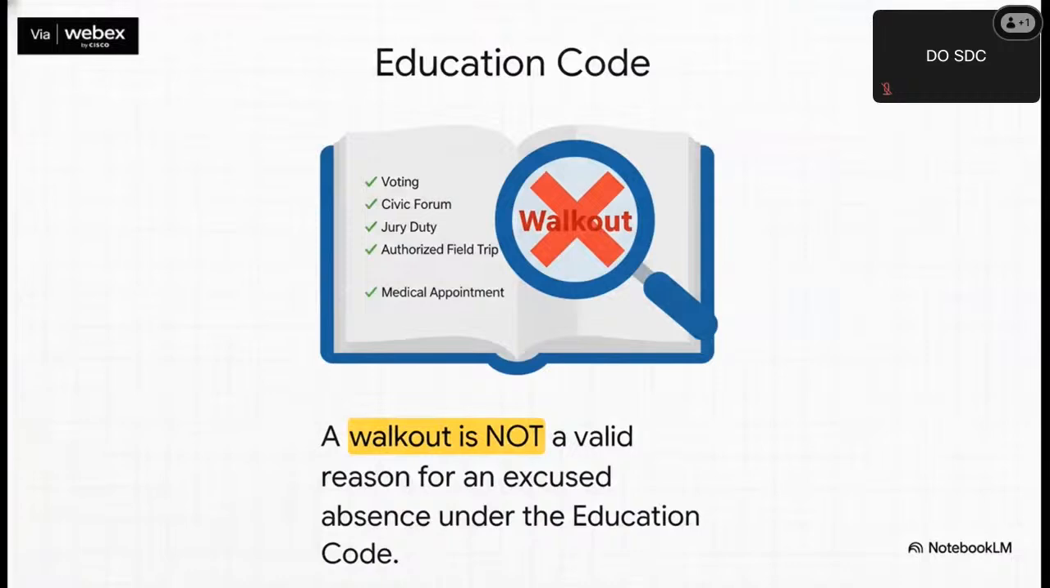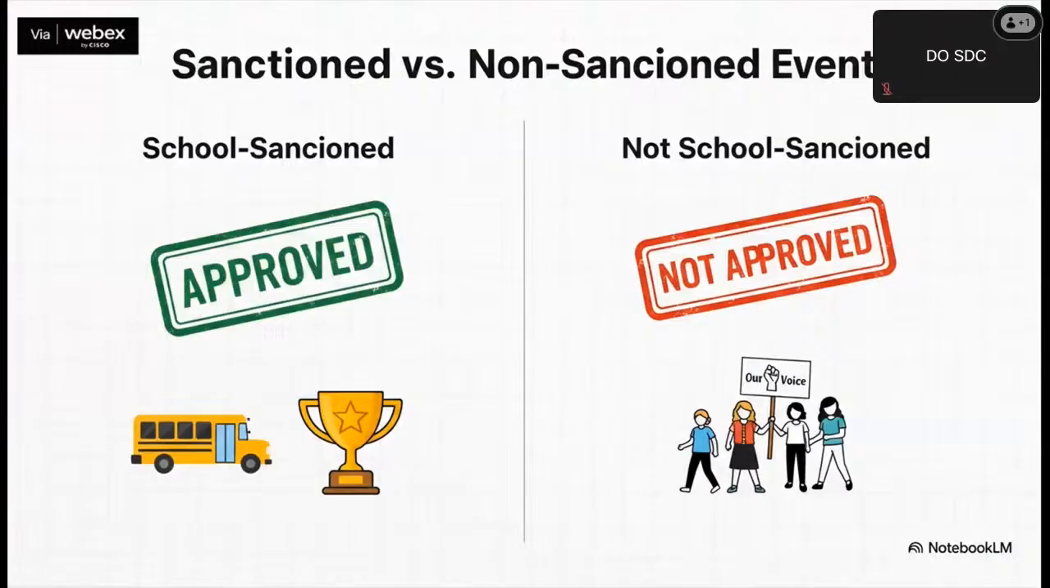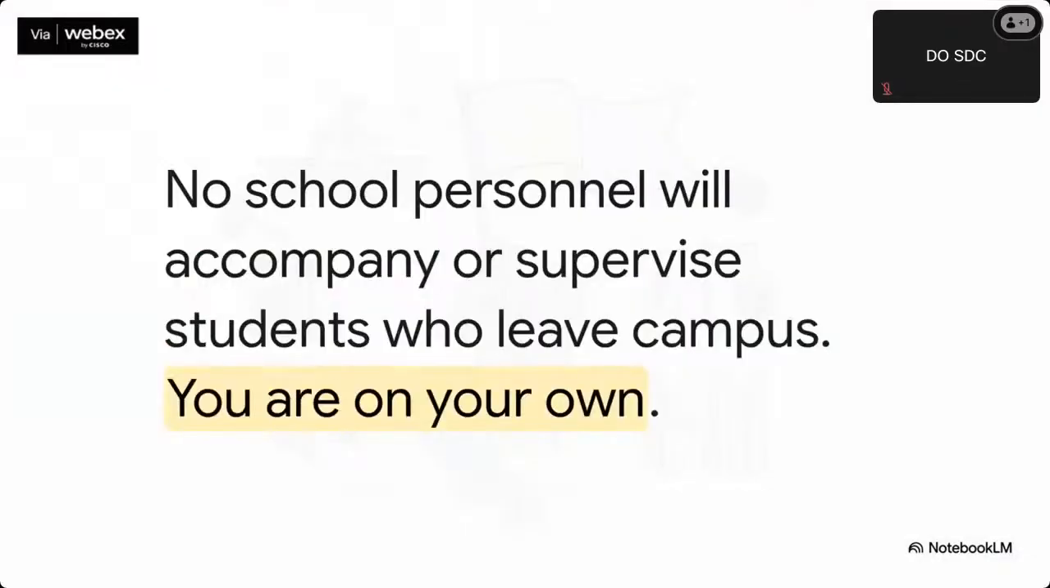But, the district's policy isn't just about following the letter of the law. It's also built on something absolutely fundamental, a non-negotiable responsibility, keeping students safe. This is a really critical point to understand. A school-sanctioned event is something the school has organized, planned for, and approved, like a field trip or a football game. A walkout just doesn't fall into that category. And because it's not a school-sanctioned event, there's a direct and really important consequence. No school staff will be there to supervise. No teachers, no administrators, no security. Once students are off school grounds, they're no longer under the school's watch.